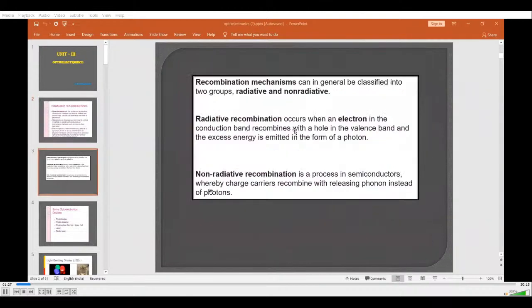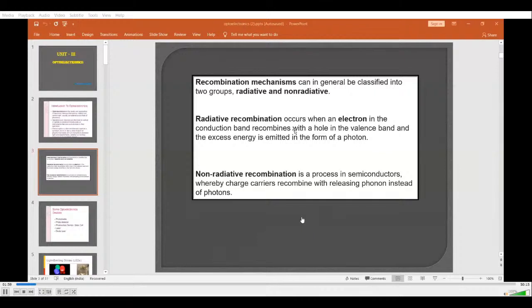Before going to the devices, we'll have the concept. What is the basic concept which we are using over here? It is recombination, that is, radiative and non-radiative recombination. What is meant by recombination? Whenever electrons and holes combine, they call it recombination.